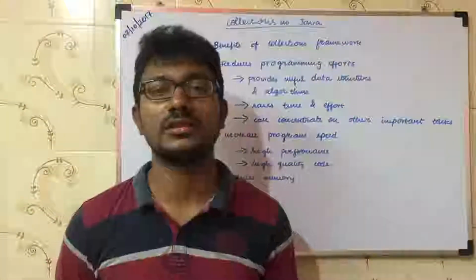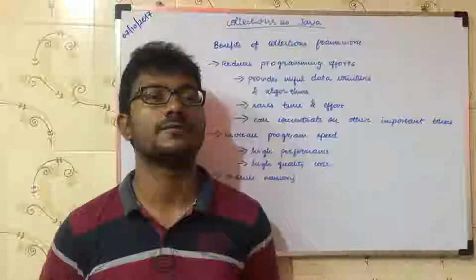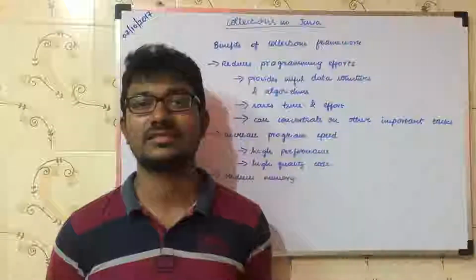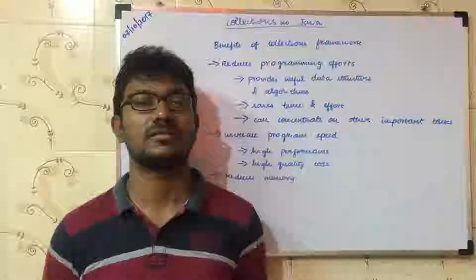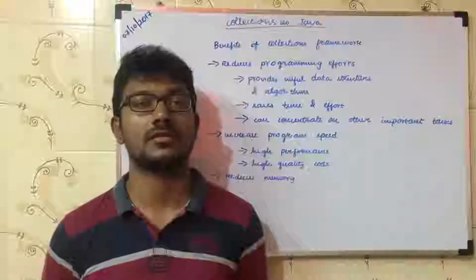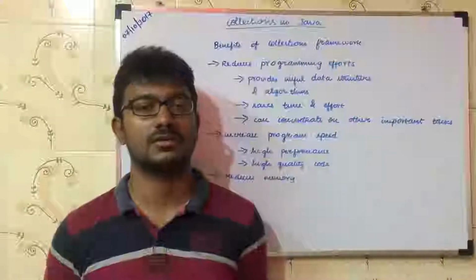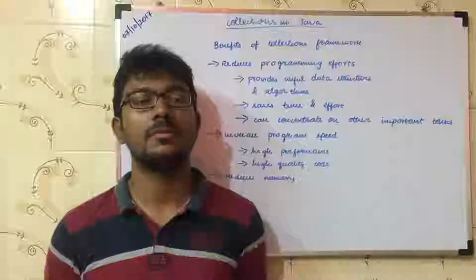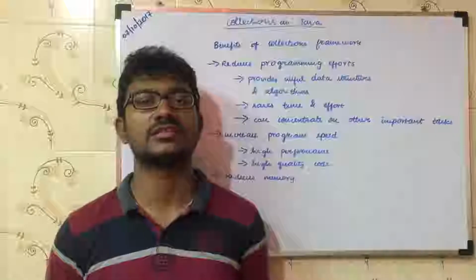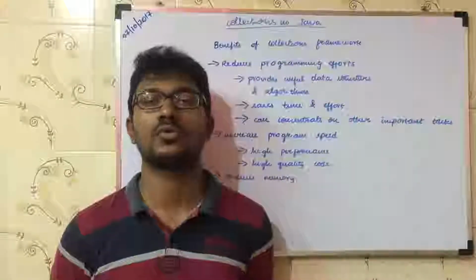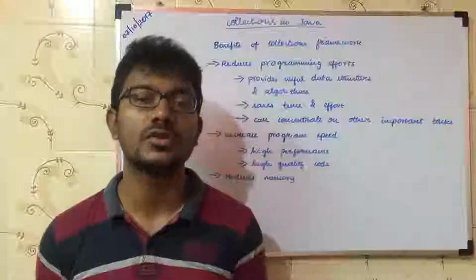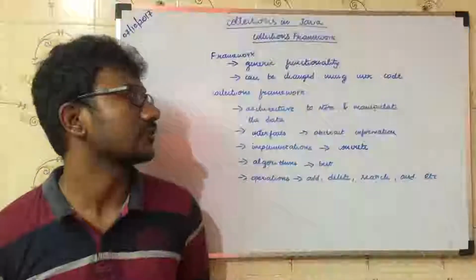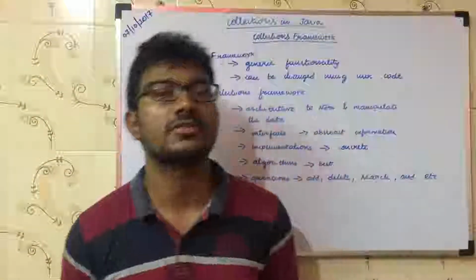And then it reduces the memory in a great manner. For example, if you use the ArrayList, then you can reduce the memory in a drastic manner. Since that is a dynamic array, the memory increases or decreases dynamically when compared to an array. We'll talk more about this in the upcoming videos. We're going to see what collections framework is available in Java.